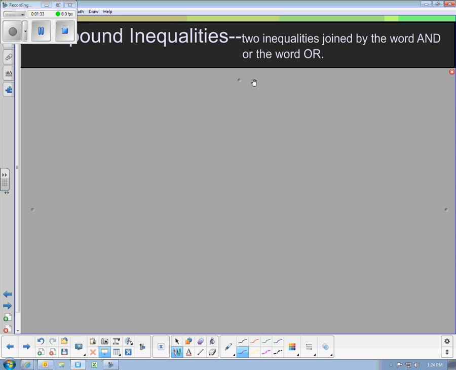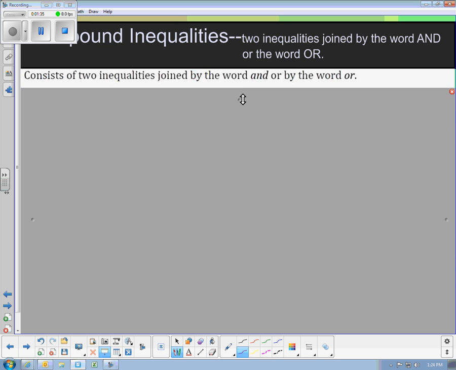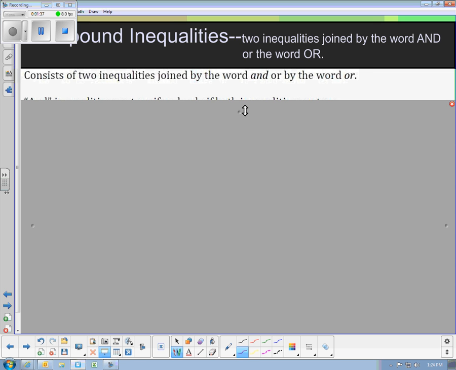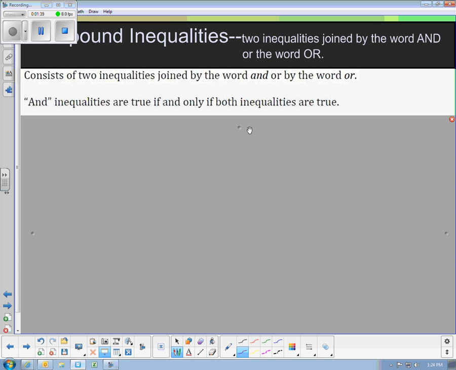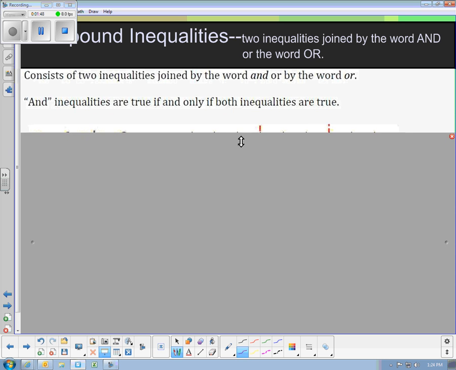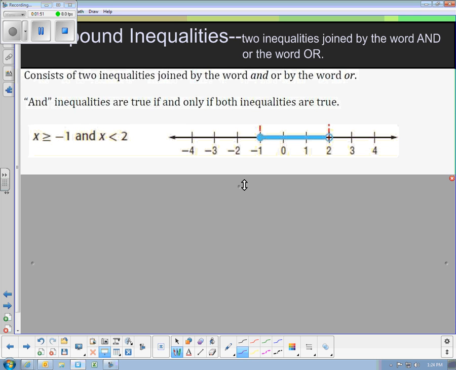Compound inequalities are when we have more than one inequality joined together, just like a compound sentence is two phrases put together. It consists of two inequalities joined by the word and or the word or. And inequalities are true if and only if both inequalities are true. So you have to have both. That's one of those between things, like the one we just looked at. They had to be greater than 10 and less than 16, so both had to be true. This is an and inequality. It's going to be between the two circles there.